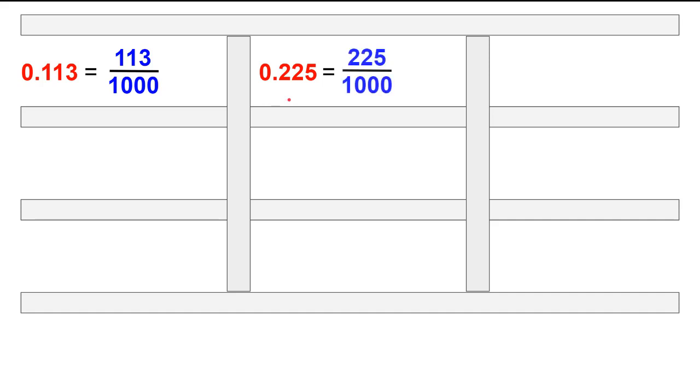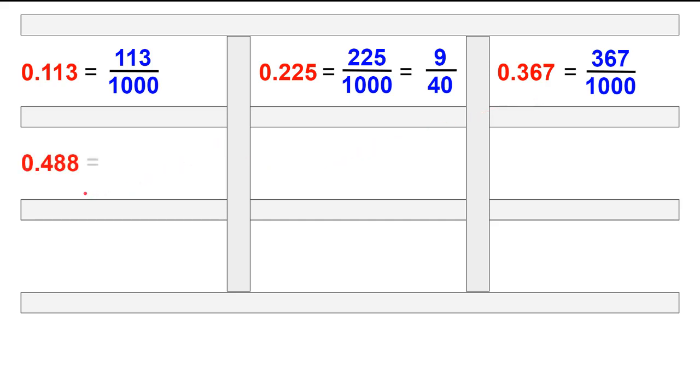0.225 is 225 over 1,000. And if we divide it by 25, you get 9 over 40. This is the simplified fraction. 0.367 is 367 over 1,000. Cannot be simplified in this case. 0.488 equals 488 over 1,000. And if we divide it by 8, we get 61 over 125.